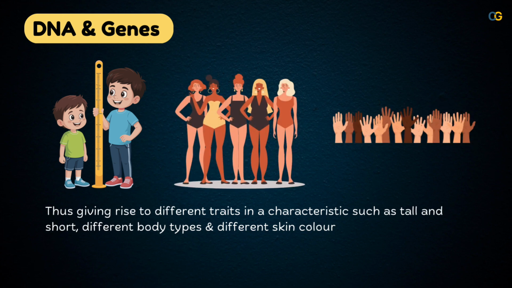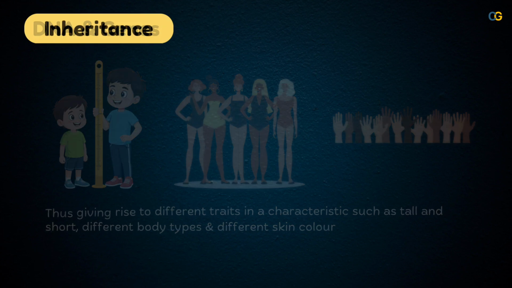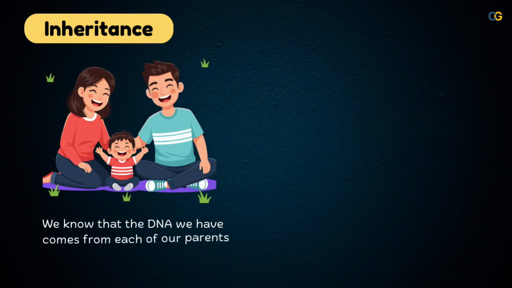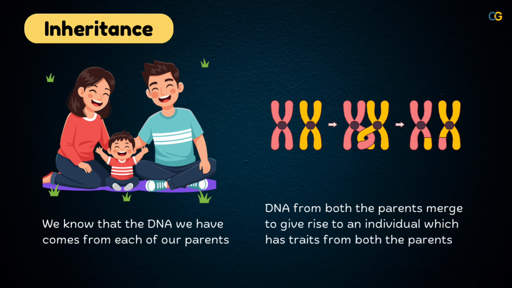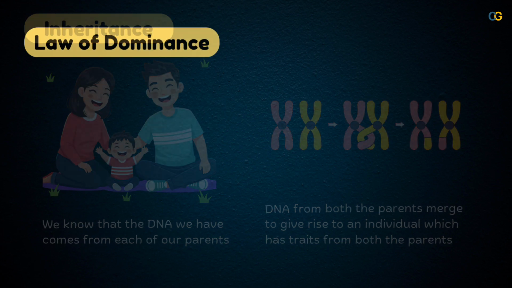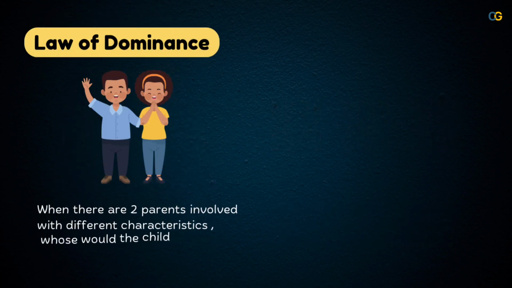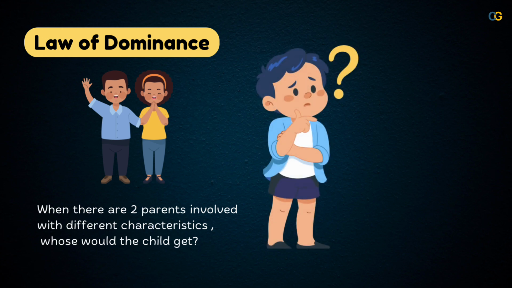Now, where are we getting these genes from? Well, the DNA that we have actually is coming from our parents. The DNA from both the parents merge to give rise to an individual which has traits from both the parents. Now, when you have two different kinds of parents with different characteristics, whose characteristics would the child get?